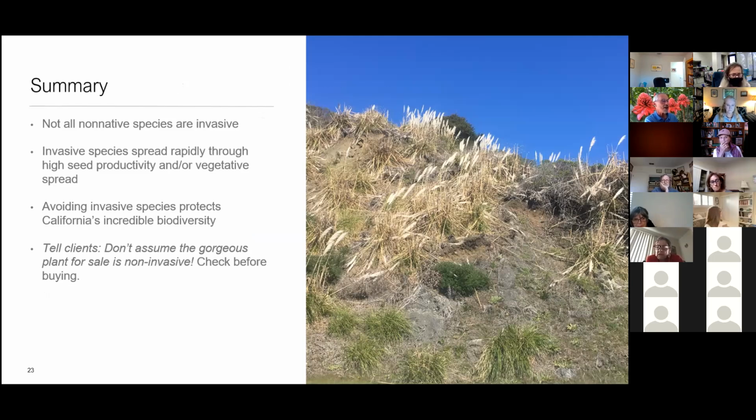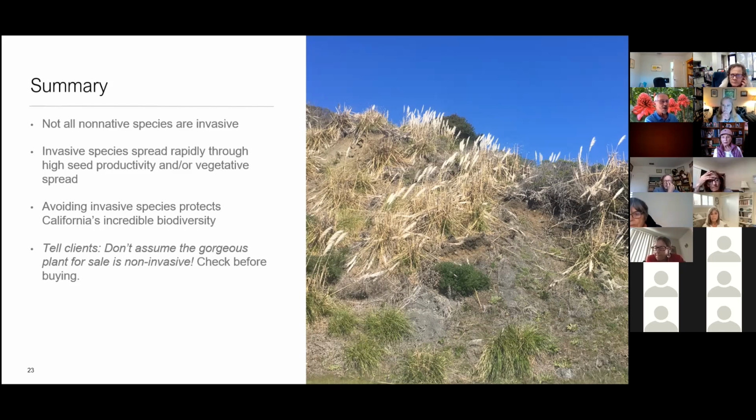Not all non-native species are invasive. Here, there's a picture on the right of an example of Jubata grass. People have heard of pampas grass, this is related. They're actually two separate species, and Jubata grass is the more common one on the coastal scrub. This is along the ocean mountains, the coastal scrub.